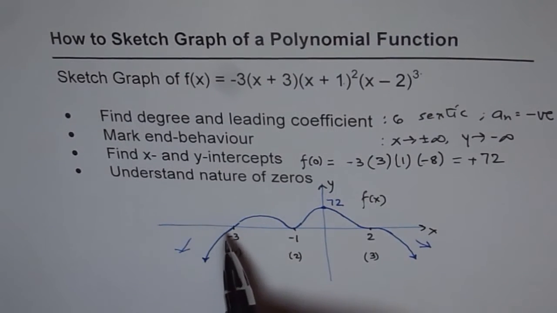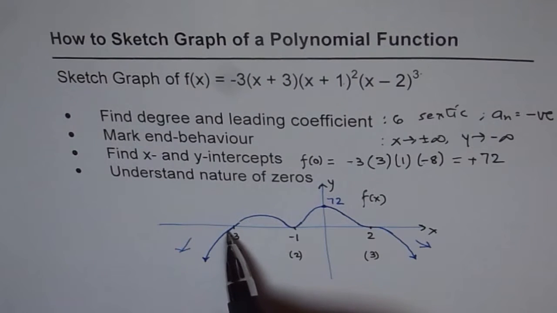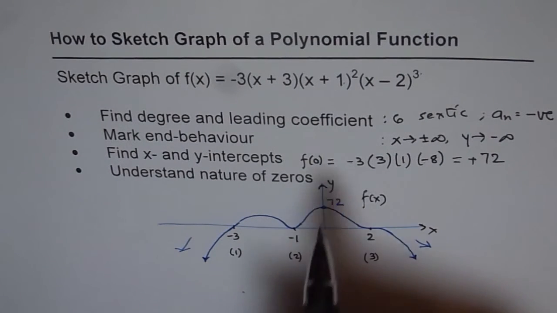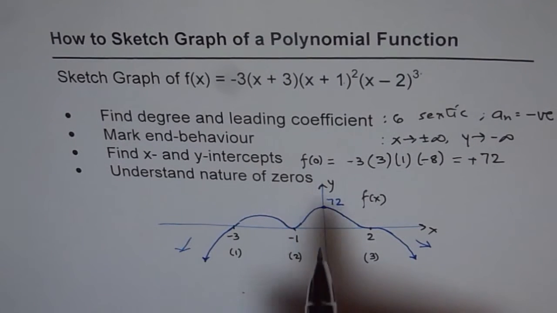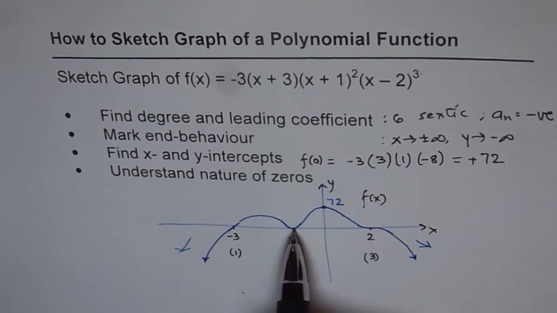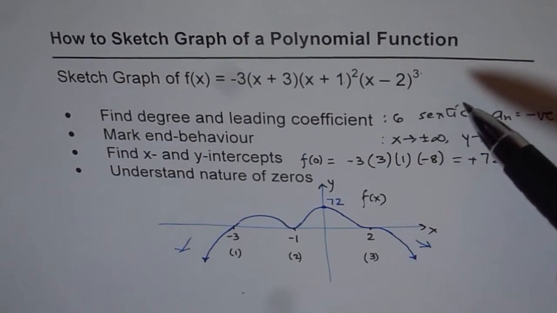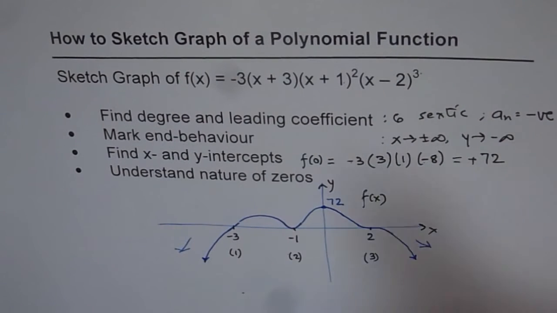If we have a linear zero, it will cross the x-axis like a line. If it is an even zero, it could be 4 also, it will bounce back. But if it was 4, it will be flatter. A cubic zero is like a tilde shown here, right? If the degree is higher, for example 5 and 7, we'll make it flatter. That is how we actually sketch the graph of a polynomial when the function is given in factored form.